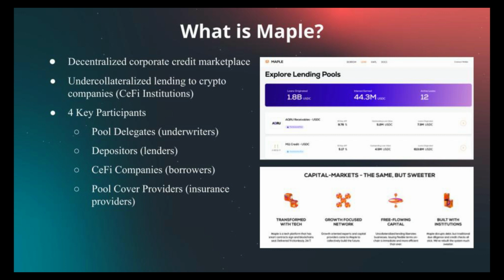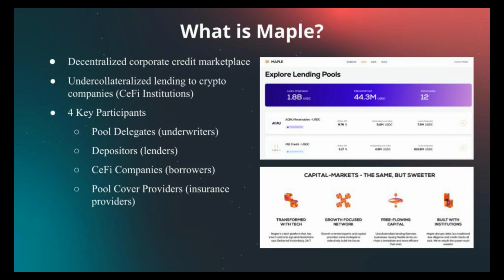But I guess to go more into detail on what Maple Finance is, it's easiest to understand it through the lens of the key participants in the platform. So, like many other lending platforms, you have the borrowers. In this case, they're mainly institutional companies: CeFi, trading firms, market makers that need access to capital but can't really get it from traditional banks.